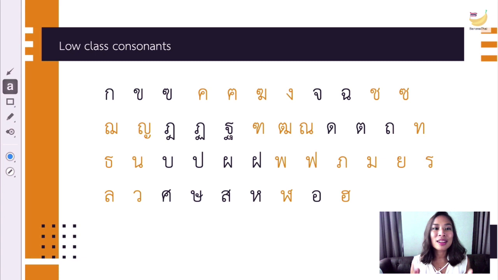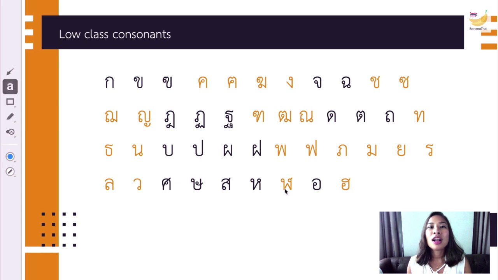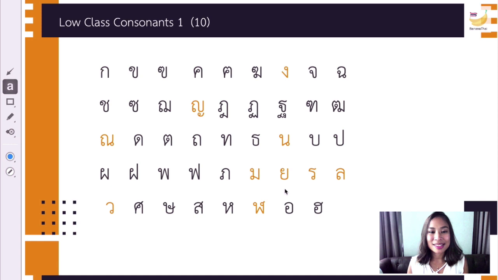Wow, so many low class consonants because they are separated. They are categorized into two groups, one and two. I will explain to you later why, but let's start with the first one. Low class consonant one. Here you go. 10 low class consonants.